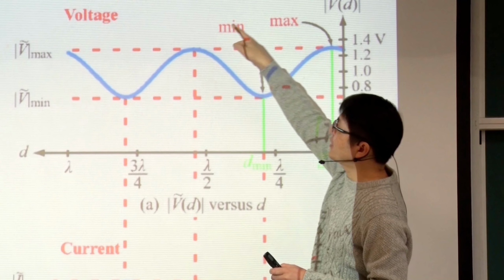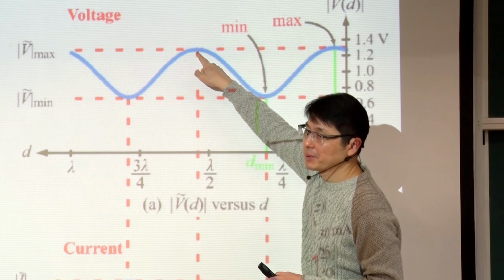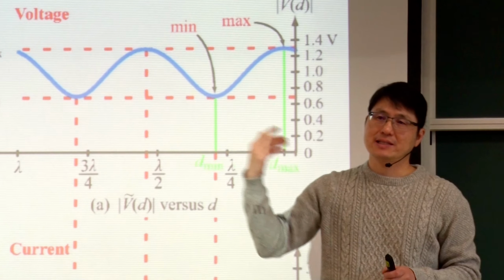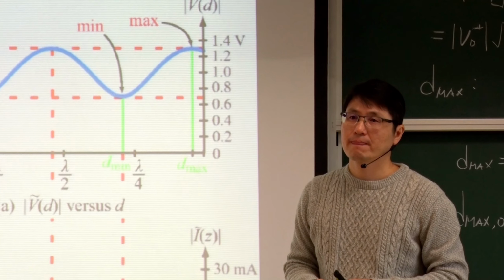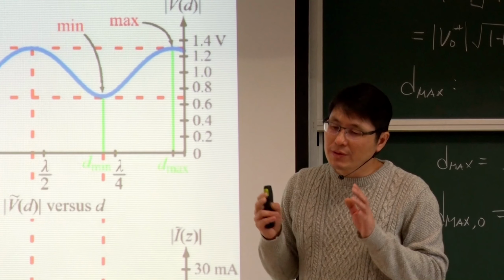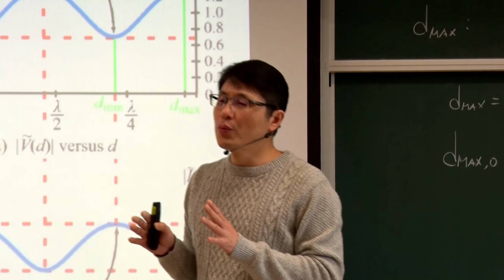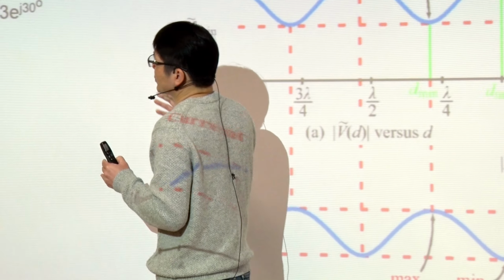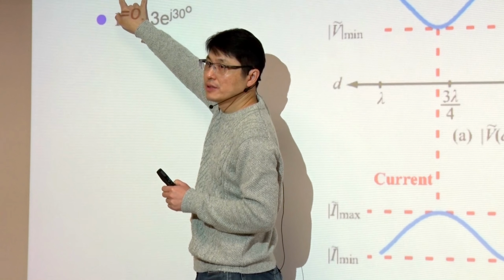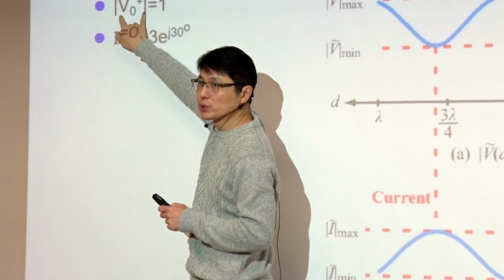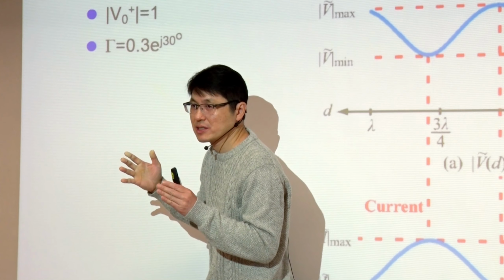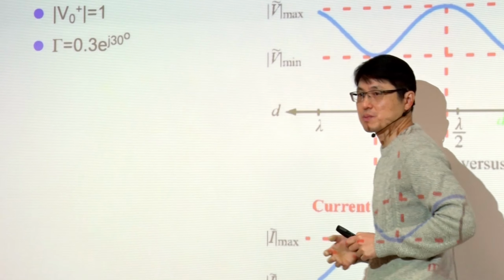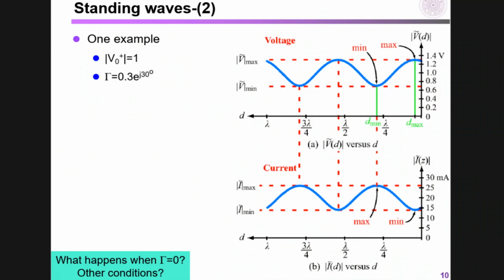And then you add another 0.5 lambda, lambda divided by 2, you reach the next maximum. Alright? So in that case, although we don't yet know how to solve for the positive voltage amplitude, at least, if this is given, we know everything on the transmission line. Okay.